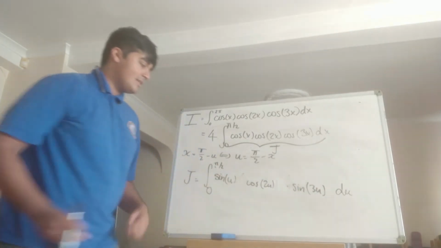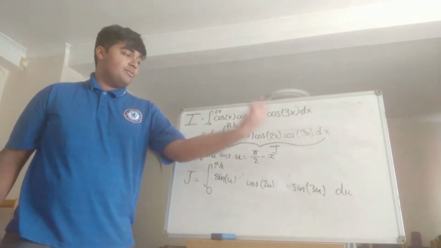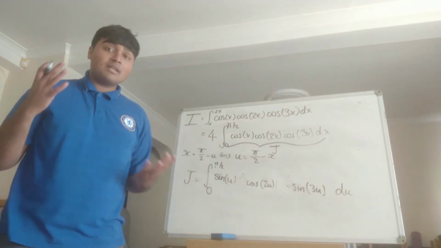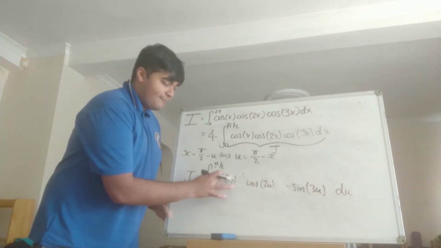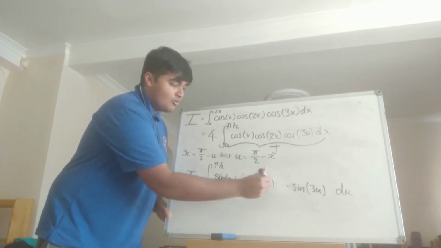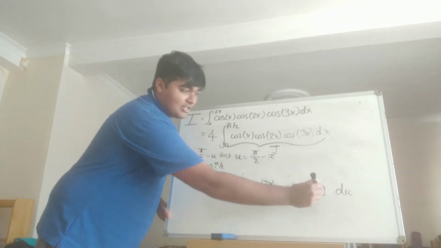And so now we've got the integral from 0 to pi over 2 of sine u cosine 2u times sine of 3u du. And of course here, u is just some dummy variable, so we can actually replace it with an x now. Okay, so just replacing the u's with x, because remember, it is just a dummy variable.